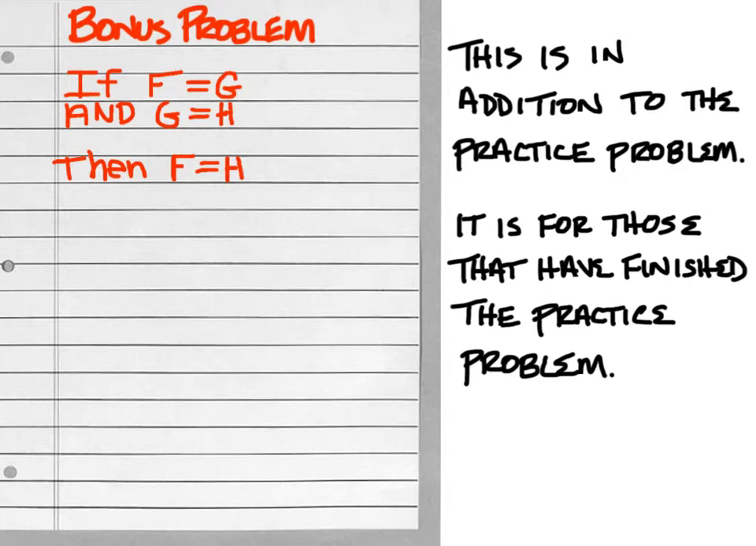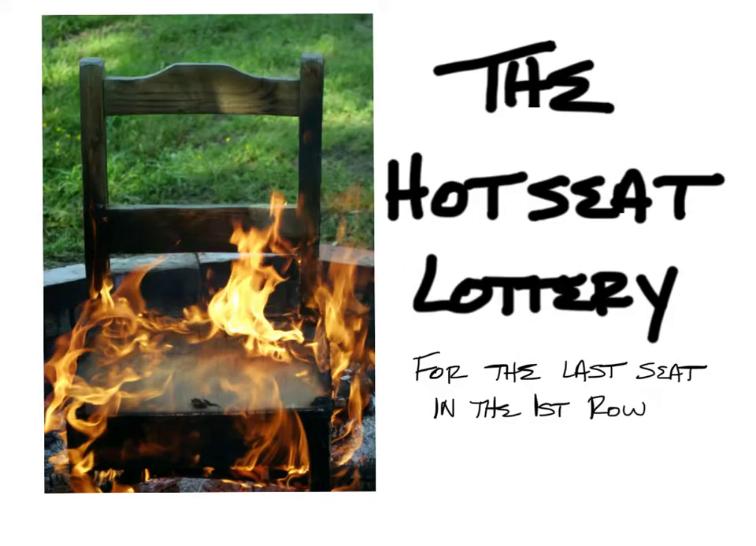Okay, answer for this one was E. That is the transitive property. So basically, if you have a number F equal to a number G, and a number G is equal to a number H, then F and H are going to be equal.